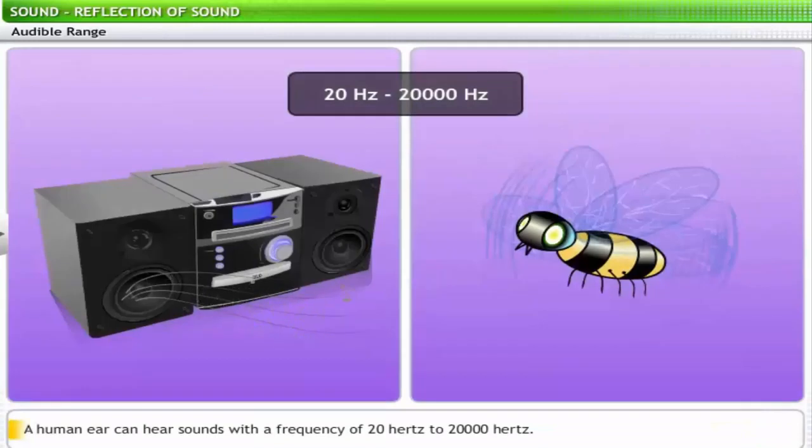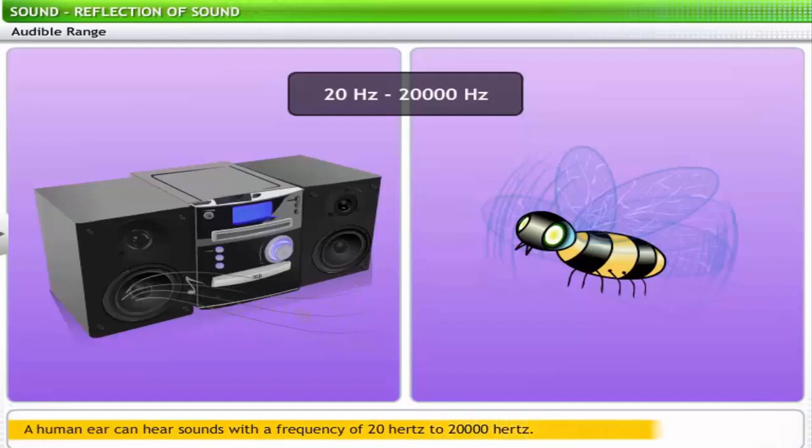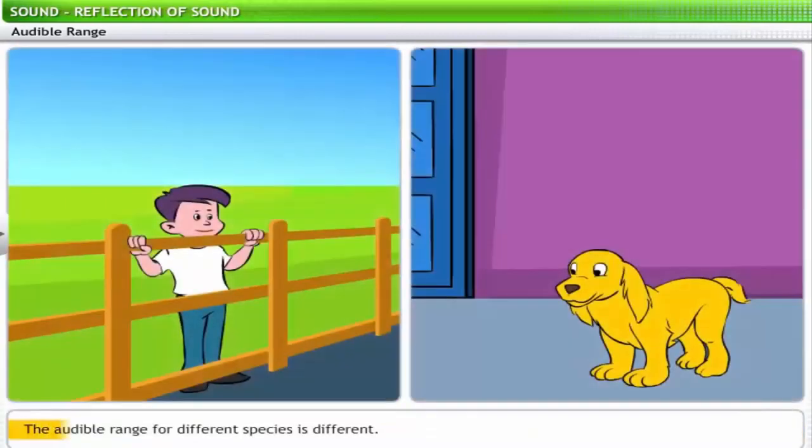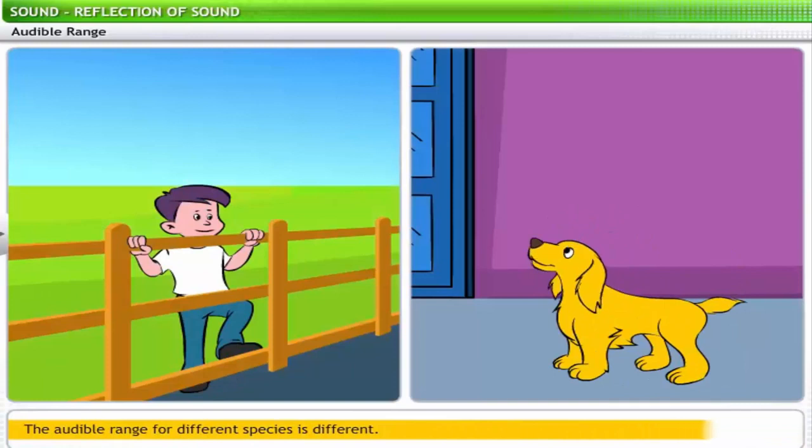A human ear can only hear sounds that are within a frequency of 20 Hz to 20,000 Hz. This range of frequency is called the audible range. We cannot hear sounds with a frequency lesser or greater than this audible range. However, the audible range for different species is different.